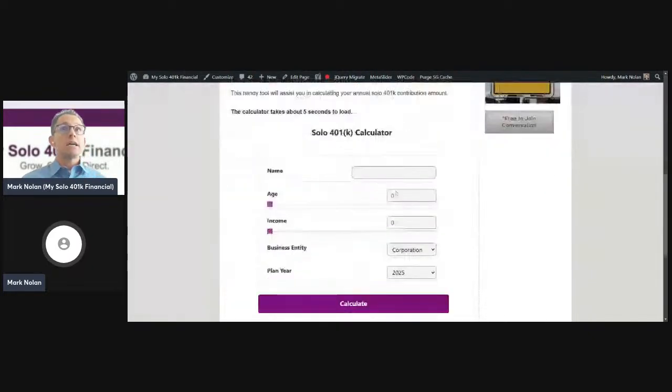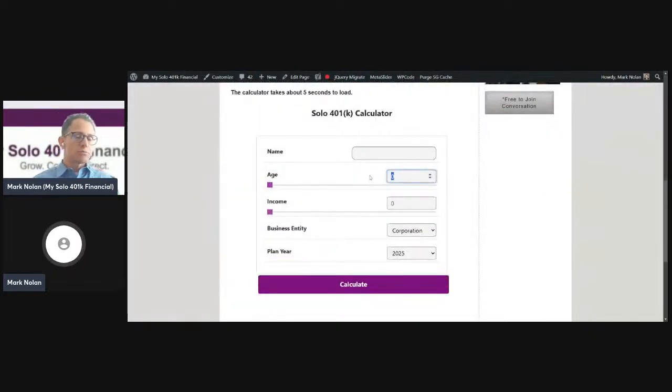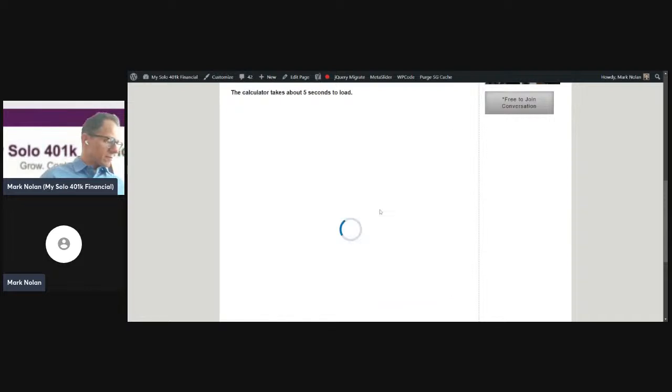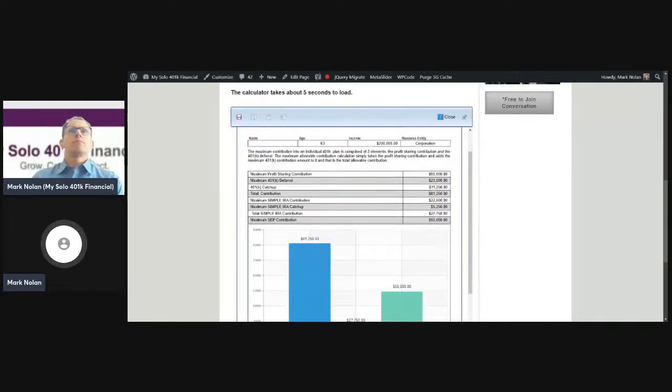So this person, let's say, is age 63, because you can do a super catch-up if you're age 60, 61, 62, or 63. Income is going to be $200,000 of self-employed W-2 wages from the S Corp for tax year 2025. Here, the total that can be contributed is going to be $81,250. So you cannot contribute more than that in total contributions.